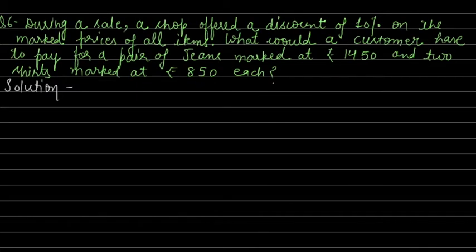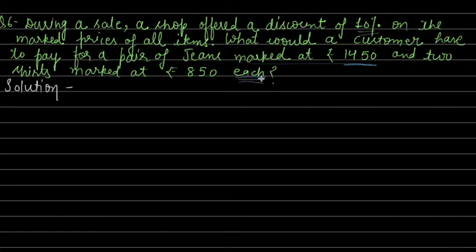Let's see question number 6 of this exercise. During a sale, a shop offered a discount of 10% on the marked price. Okay, there is a discount going on in the shop and it is offering 10% discount on the marked prices of all the items. What would a customer have to pay for a pair of jeans marked at rupees 1450 and two shirts marked at rupees 850 each? This word "each" is important again.